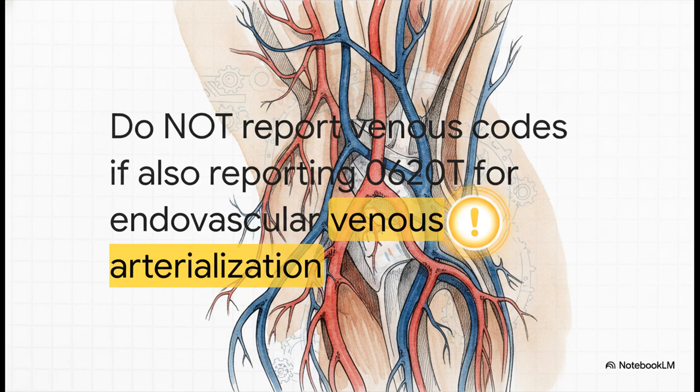Now, what's really interesting about this next point is a highly technical alert regarding the tibial peroneal segment. Do not report our venous stent codes 37238 or 37239 if you are also reporting code 0620T for endovascular venous arterialization. This ensures we don't accidentally overlap our standard codes with highly specialized new technology.